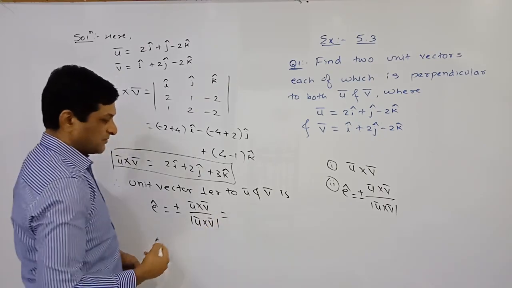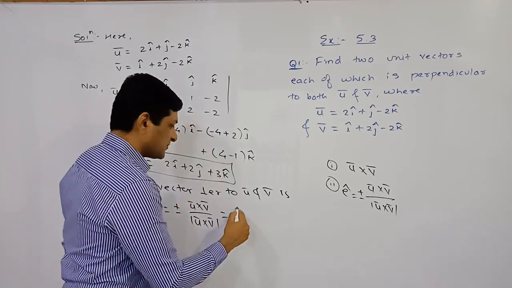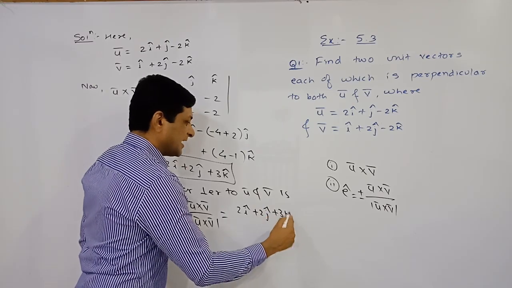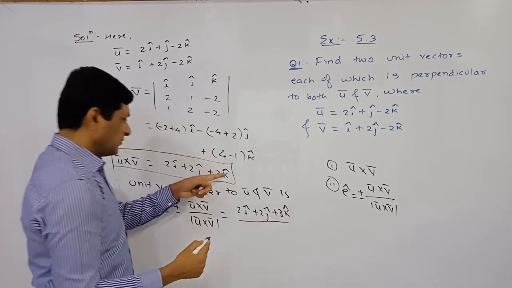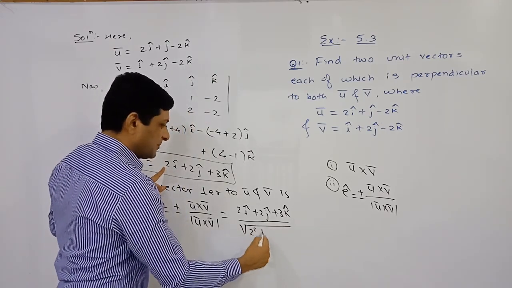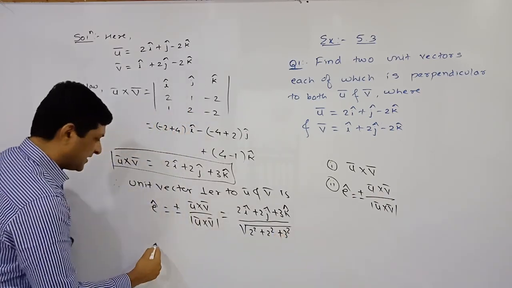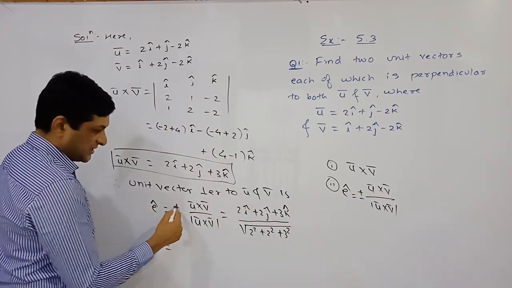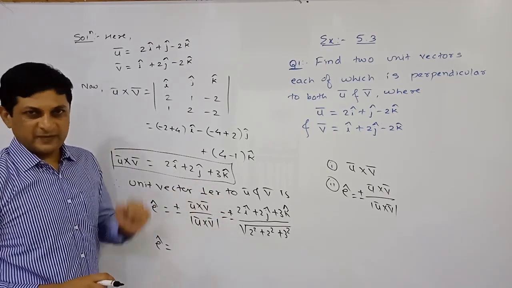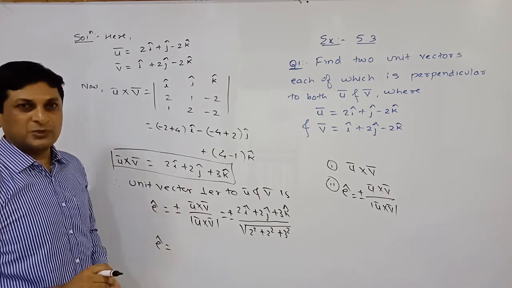So which is equals to, now substitute the value of u bar cross v bar. What is the value of u bar cross v bar? 2i cap plus 2j cap plus 3k cap, divided by the magnitude of this vector. Magnitude will be equals to under root 2 square plus 2 square plus 3 square. So therefore e cap will be equals to, here plus or minus, keep it as it is. If we are considering plus, we are getting the first vector, and if we are considering minus, we are getting the second vector. Means in short, we are getting two unit vectors here.